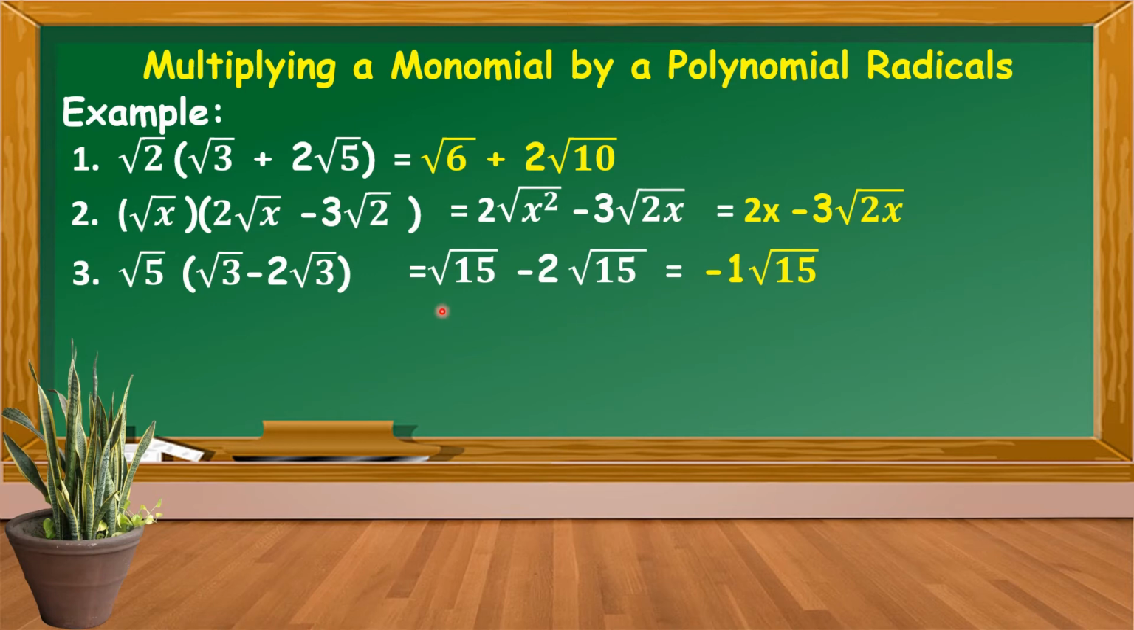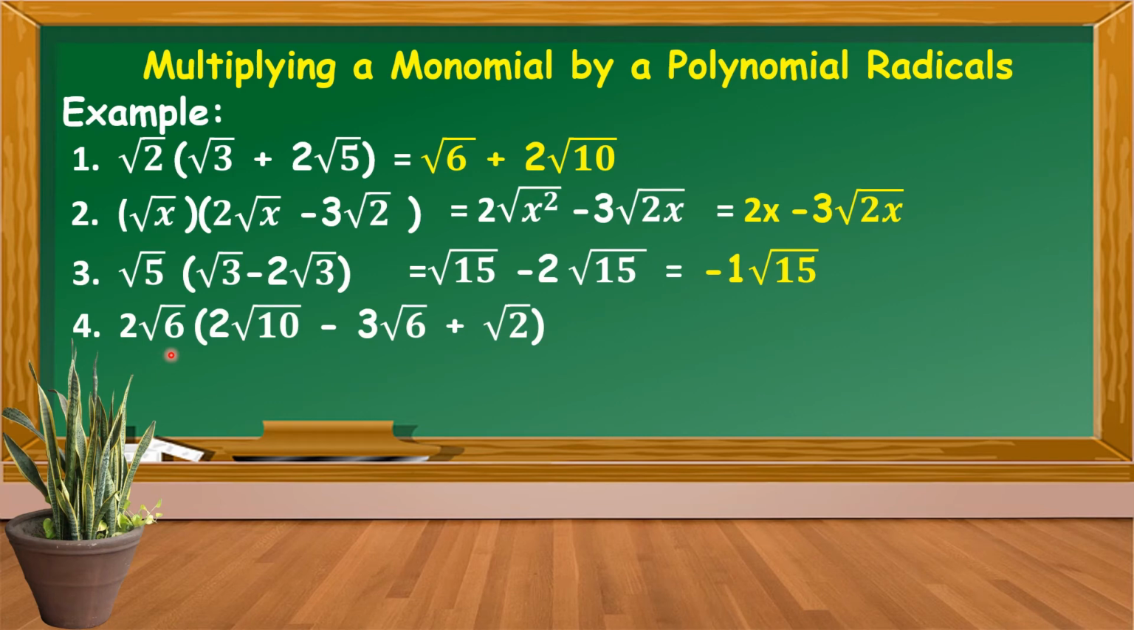Ngayon, napansin nyo, magkapareho yung radical nila. So, we will recall our previous lesson which is about addition and subtraction of radicals. Since magkapareho yung radical nila, we can add these two terms or subtract. So, 1 may 1 dito, di ba? 1 minus 2, that is negative 1. And we will just copy the square root of 15. And this is our final answer.